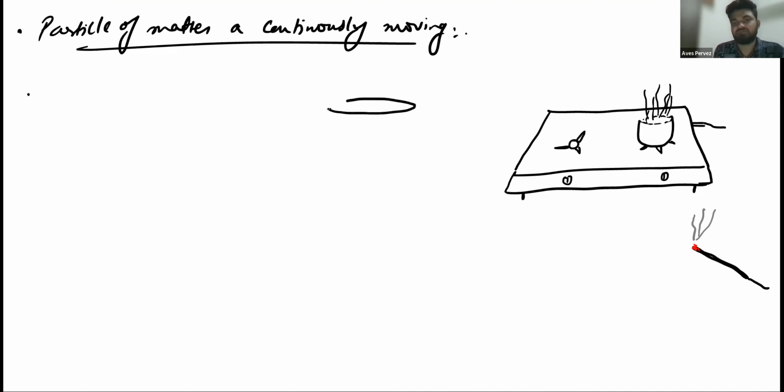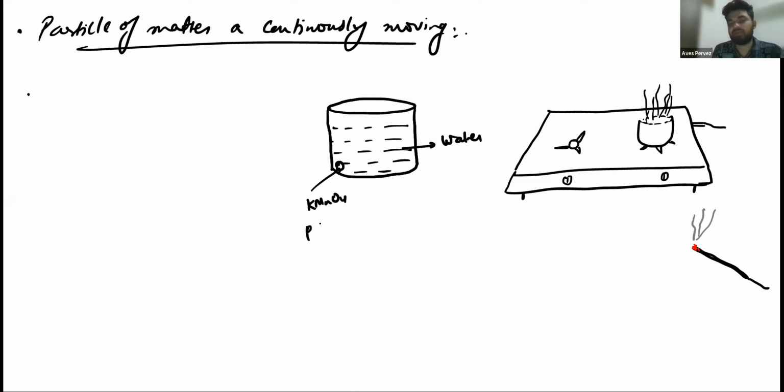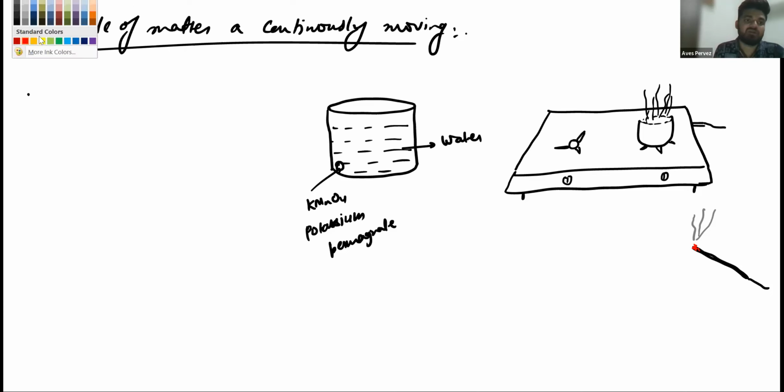You can also prove it with another example. Take water and add a crystal of KMnO4, potassium permanganate. It is pink in color, so it will start giving pink color to the whole solution, and after some time the whole solution becomes pink. Why is it becoming pink? You placed it in the corner, but the whole solution becomes pink just because the particles of matter are continuously moving. You understand?